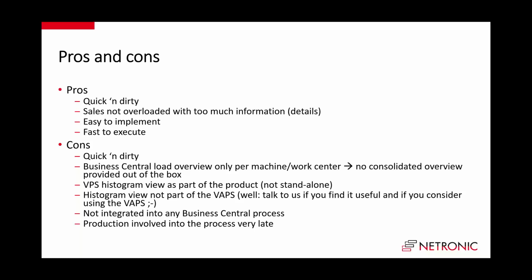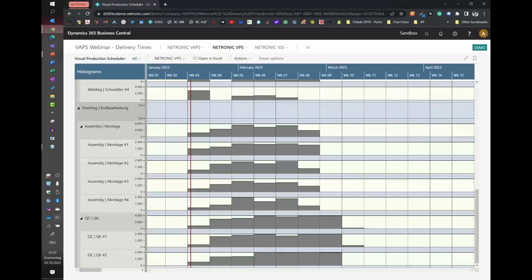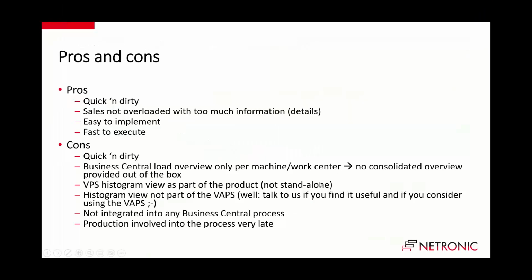The thing is, you don't get this report out of the box in Business Central. It gives you the load overview, as I showed you, only per machine and work center. So Business Central out of the box has no consolidated view over the plant capacity like I have here. This consolidated view would be something that your partner would have to develop for you, or that you have to develop, or you would need to get it out of the VAPS.